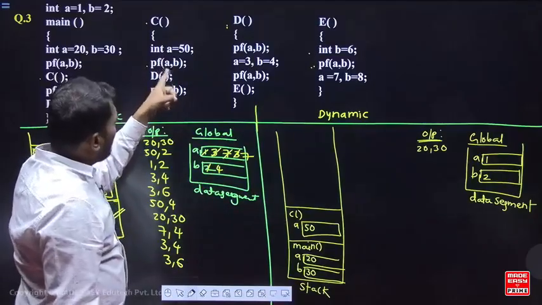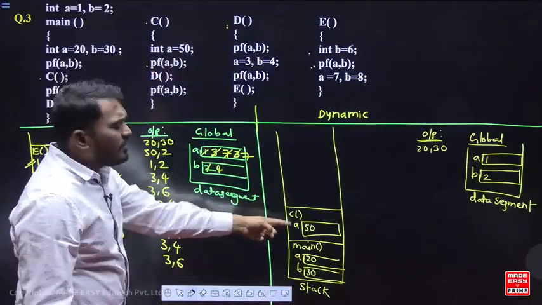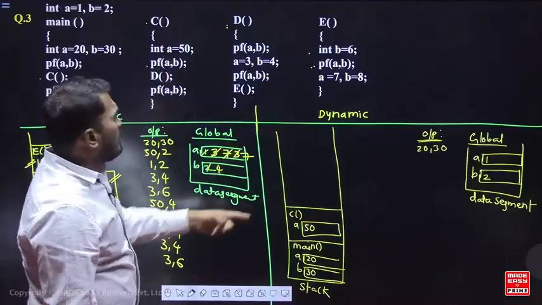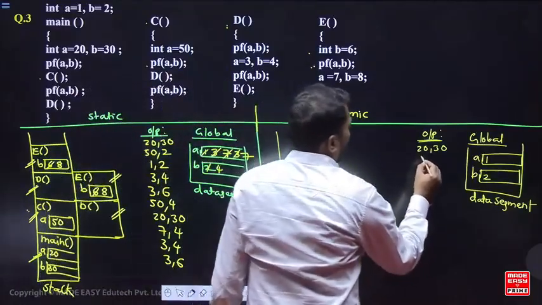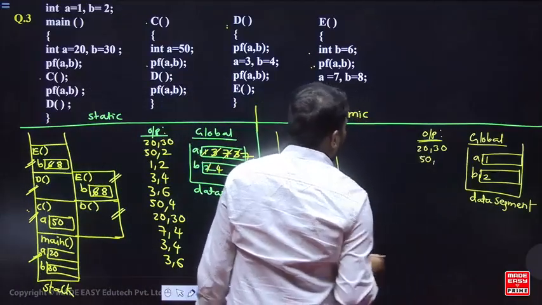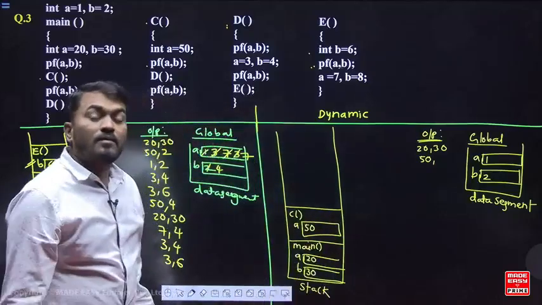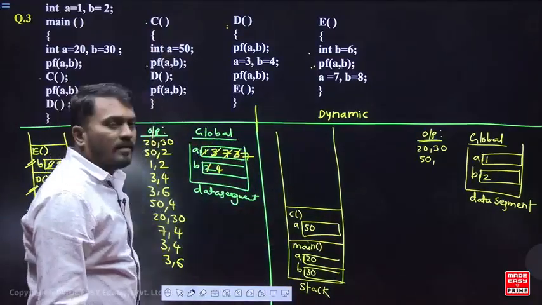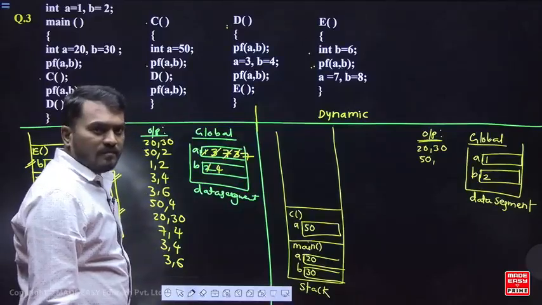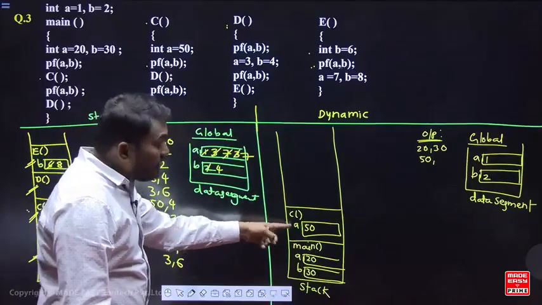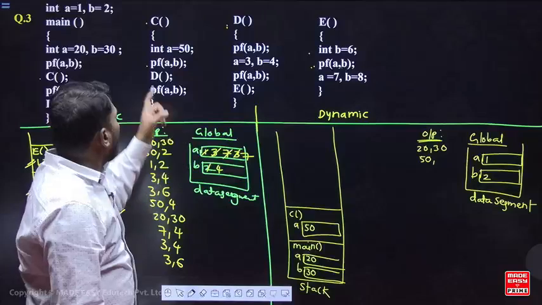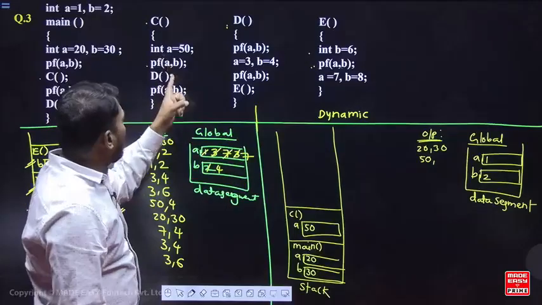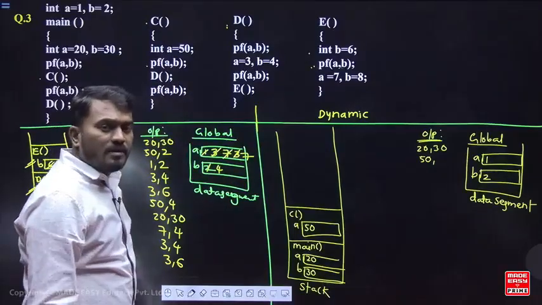Now when you say printf A comma B, A is a local variable, A is 50. You take it from here. But remember, B is what? A free variable. In the function C, B is a free variable, because B is not declared in the function but used in the function.